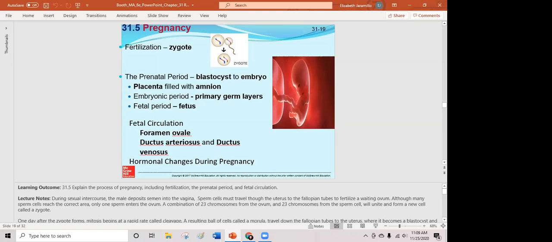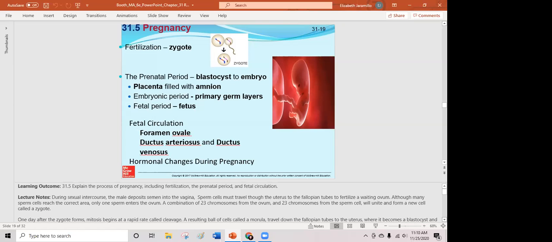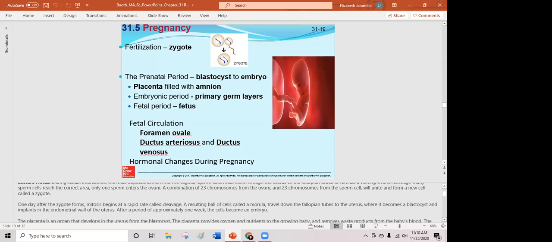Okay, that's fertilization. So one day after the zygote forms, a process called mitosis begins at a very rapid rate called cleavage. A resulting ball of cells called a morula travels down the fallopian tubes to the uterus, where it becomes a blastocyst and implants in the endometrial wall of the uterus. After a period of approximately 1 week, the cells become an embryo.